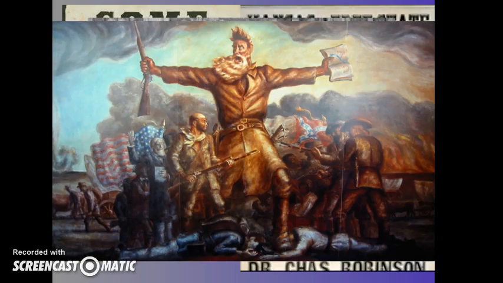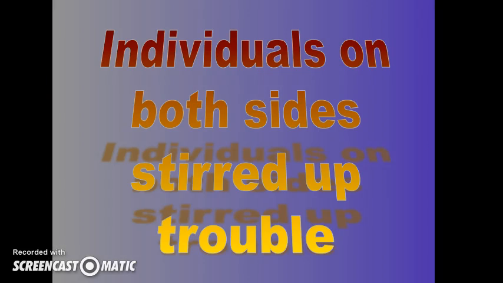Of course, there was no photography back then. Here's my favorite. Isn't this awesome? Here's a guy who's very excited and upset about all this. Another rather dramatic illustration of what was called Bleeding Kansas. Kansas was bleeding. All right. Individuals on both sides stirred up trouble, and they did this very much on purpose.